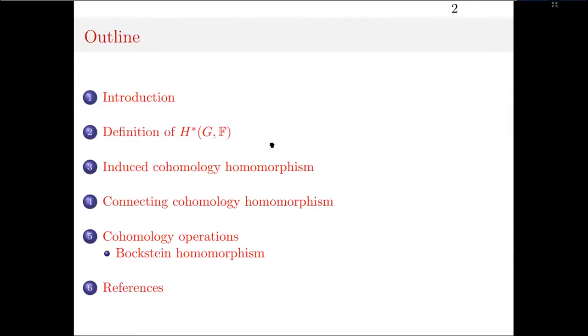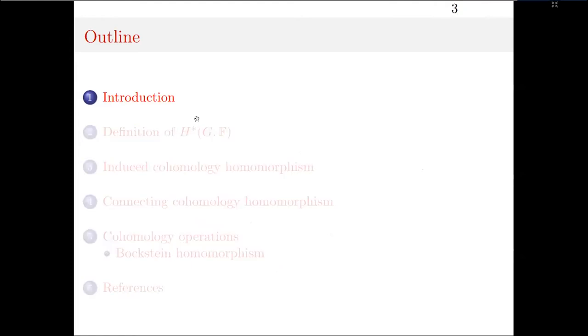Okay, the outline: introduction and definition of the cohomology of a group with a field, induced cohomology homomorphism, also connected cohomology homomorphism and cohomology operations, and, for example of a cohomology operation, the Bockstein homomorphism.